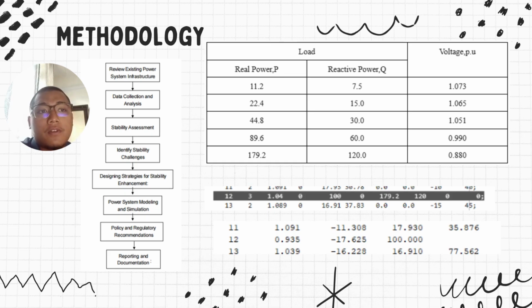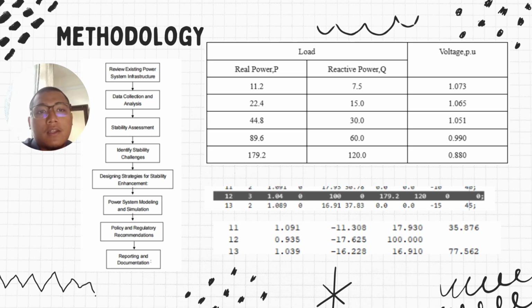The methodology for the new housing construction project outlines the precise steps and tasks required for planning and investigation, guaranteeing conformity with the project goals. In the flowchart given, the first step is to review existing power system infrastructure. The next ones are data collection and analysis, stability assessment, identifying stability challenges, designing strategies for stability enhancement, power system modeling and simulation, policy and regulatory recommendation, and the last one is reporting and documentation.